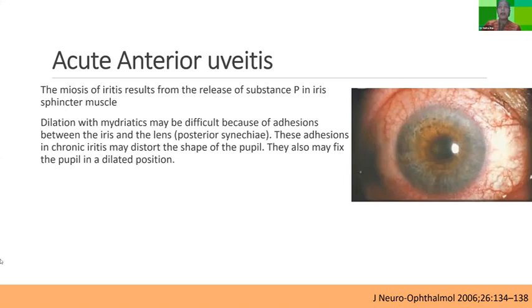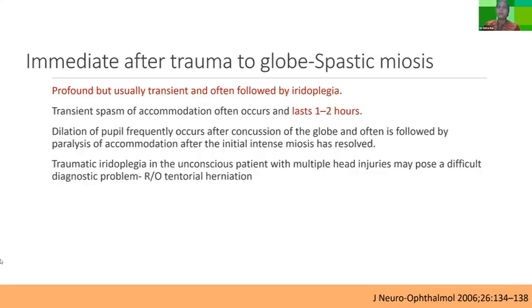The miosis of the eye in iritis results from the release of substance P in the iris sphincter muscles. And the dilation with the mydriatics is even difficult because of the adhesions between the iris and the lens and because of the formation of posterior synechiae. So these adhesions in chronic iritis thus lead to distortion of the shape of the pupil, and these pupils are usually fixed pupils. Pupil is also affected immediately after trauma, which is called spastic miosis. Profound but usually transient effect is seen, and it is often followed by iridoplegia.